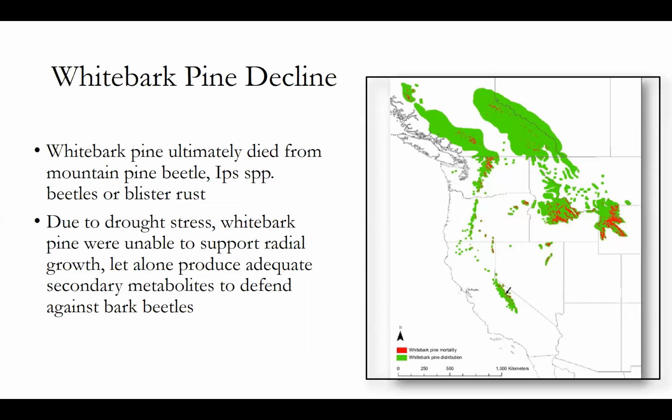In this study, white bark pine ultimately died from mountain pine beetle, its species beetles, or blister rust. So in this case, blister rust acted as both an inciting and a contributing factor to forest decline. So there is a lot involved in decline. Multiple interactions amongst abiotic and biotic factors are leading to mortality.